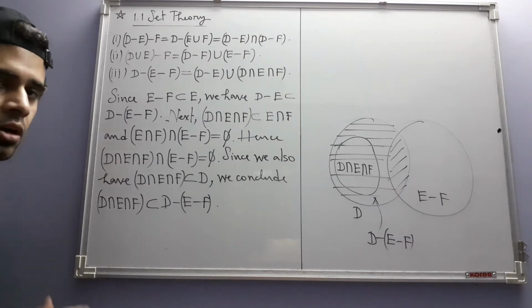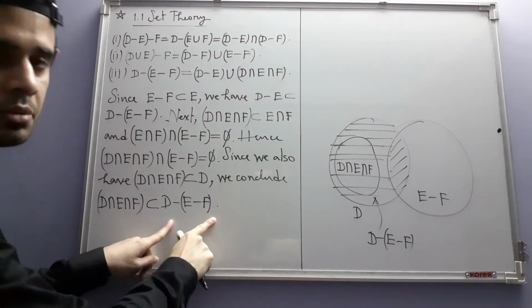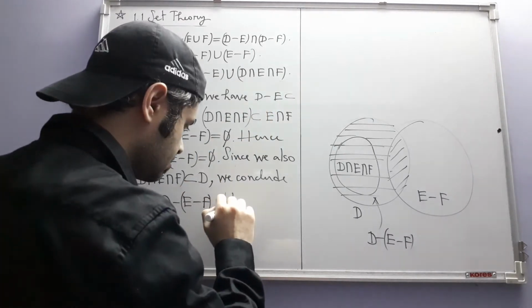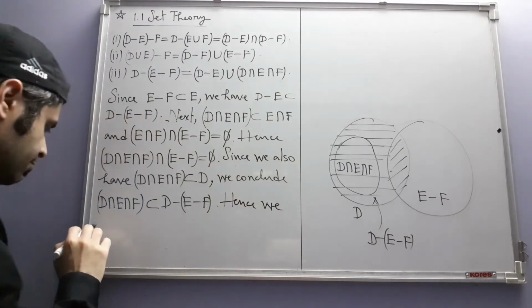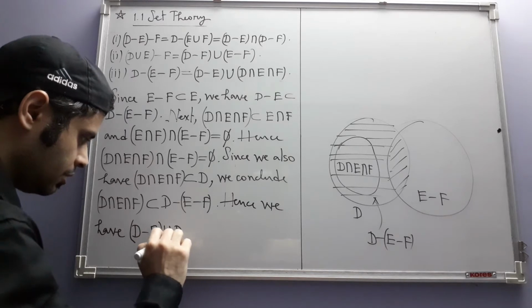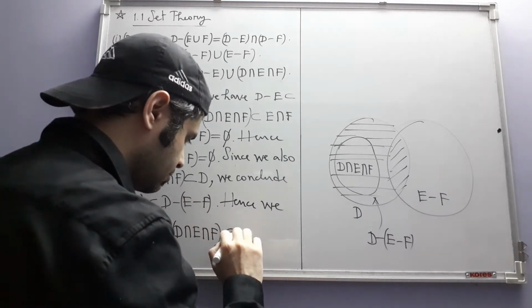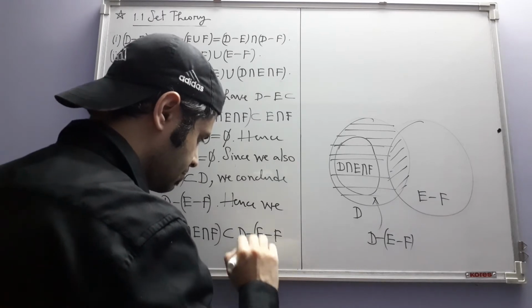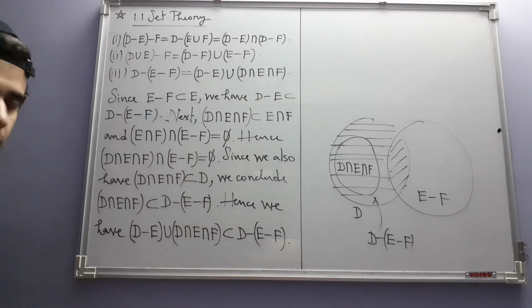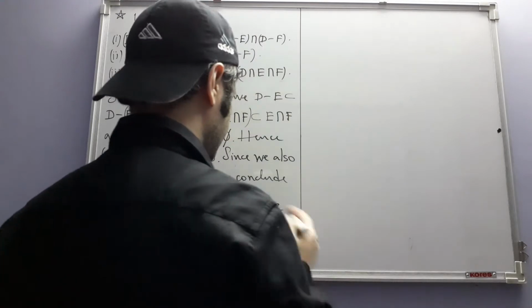Okay. So now we have got two things. One is that D minus E is a subset of this set. At the same time, this intersection is also a subset of this set. So the union of this set and this set will also be a subset of this set. Hence, we have D minus E union D intersection E intersection F, a subset of D minus (E minus F). So we have got one part of this equality, one containment. We will now prove the next one, I mean the other one.